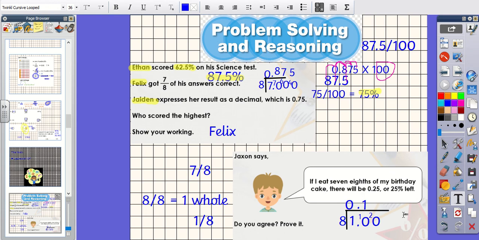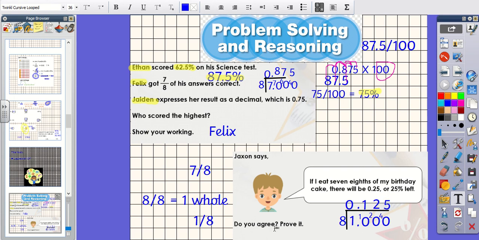So 8, 16, 24. 24 is too big, so it goes 2 times. Put another 0 because I've got a remainder. 8 times 2 is 16. We need 20. So the remainder would be 4. Carry that 4. 8 into 40 is going to be 5. So 0.125 would be the decimal of the cake that's left.